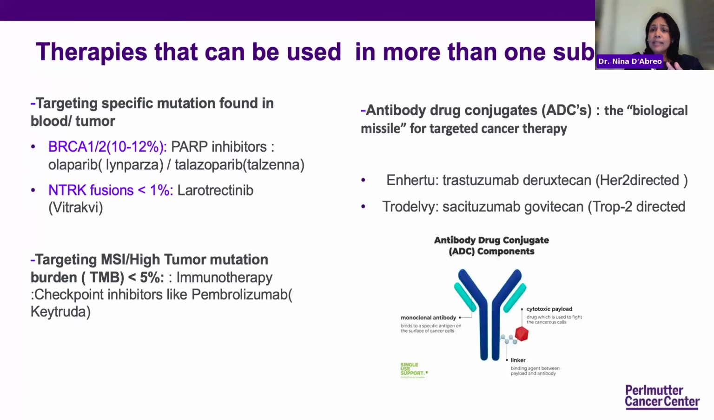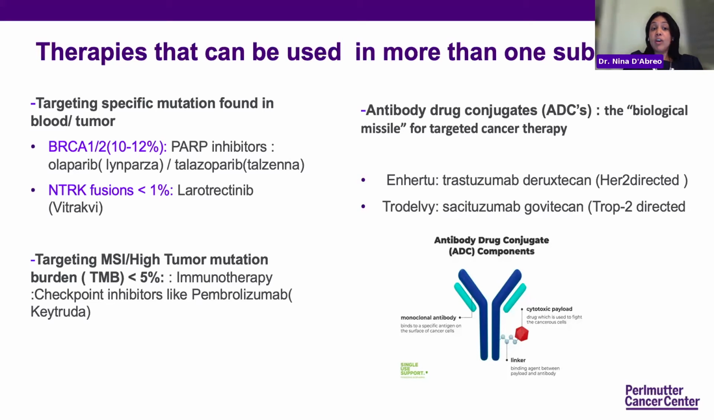So the therapies that can be used in more than one subtype, even though we've been talking about subtypes all along, are where the mutations are found across subtypes. So you could have an estrogen positive cancer that is BRCA positive, and a PARP inhibitor might be helpful there. Somebody might have an NTRK fusion mutation, very rare, but if you do, we have a drug that blocks that.